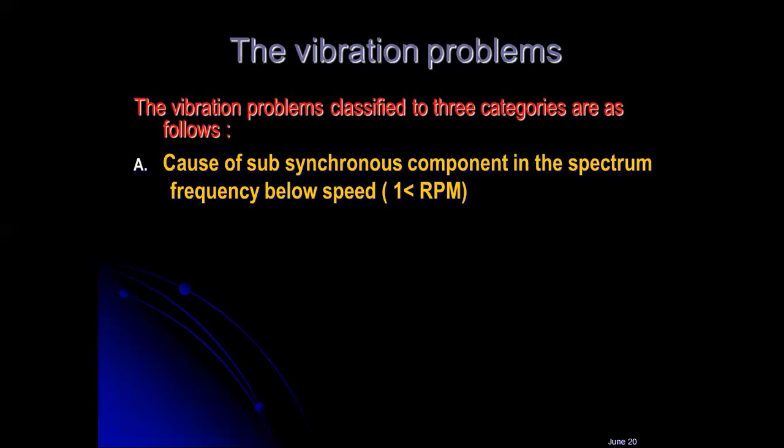Number one, the causes of subsynchronous components in the spectrum, frequency below running speed, meaning less than 1x. Number one, hydraulic instability, oil whirl and oil whip. This phenomenon happens only in fluid film bearings, never in anti-friction bearings. The most common peaks appear at a frequency less than 1x, from 0.4 to 0.5 of running speed. That's the oil whirl and oil whip.